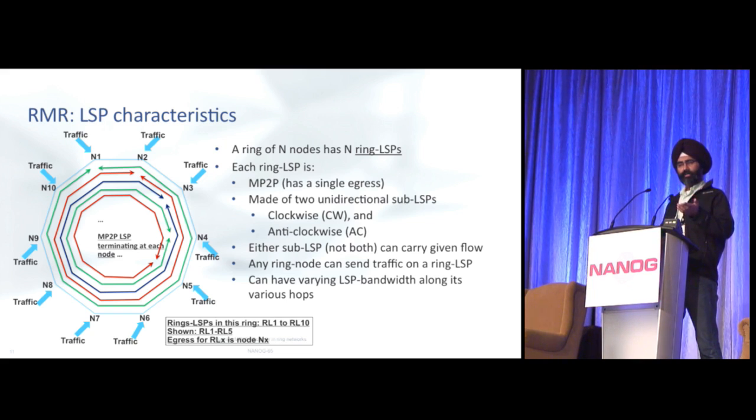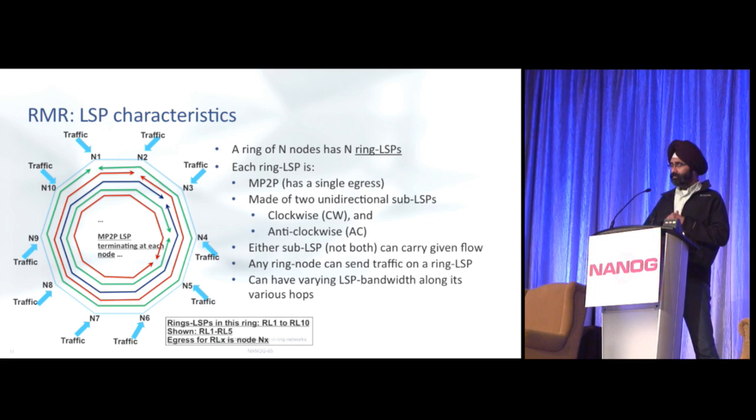So let's consider the green ring LSP, which has the node N1 as the egress. Since this LSP is a multi-point to point LSP, what that means is any of the other 9 nodes can send traffic to N1 by putting it on this green ring LSP. So what does that mean? Let's look at describing what it means from the point of view of nodes N3 and N4. Each of these nodes has some traffic shown as ingressing at that node. Now, the traffic ingressing at N1 is irrelevant for the purpose of talking about ring LSP1 because N1 is the egress for that LSP. So we can ignore that traffic. That's not relevant for ring LSP1. It may be relevant for other ring LSPs.